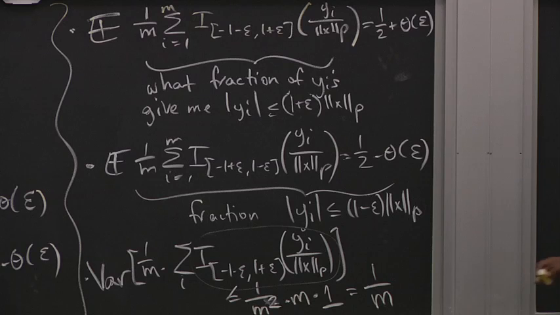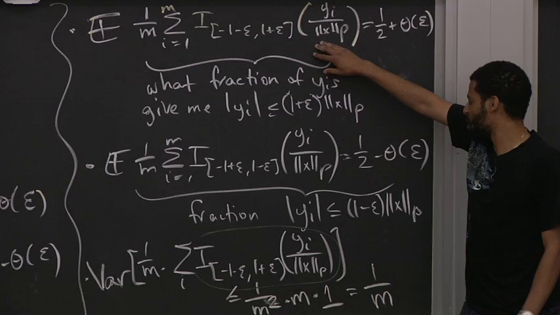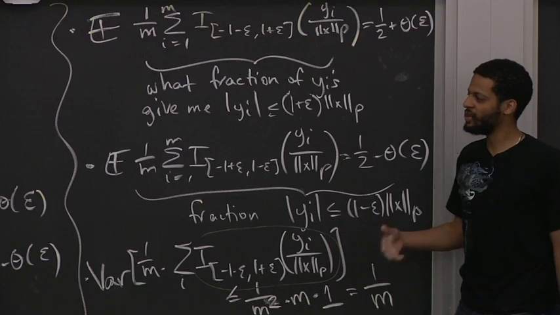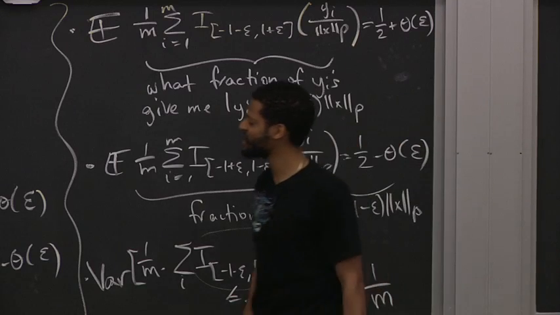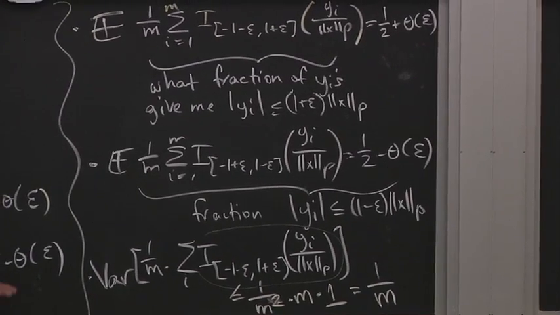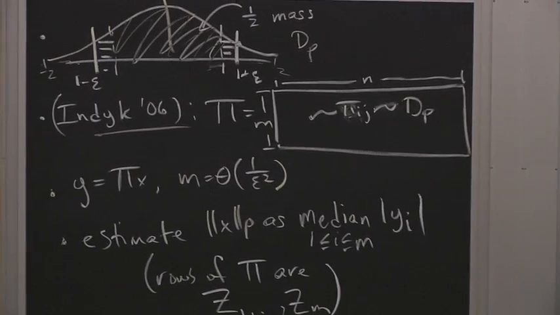Okay, so we know what the expectations are. We get that the variance of this is at most 1 over m. The variance of this is at most 1 over m. So the usual Chebyshev analysis will tell us that if you choose m to be something like 1 over epsilon squared, you'll get 2/3 success probability. And that's the end of the proof.